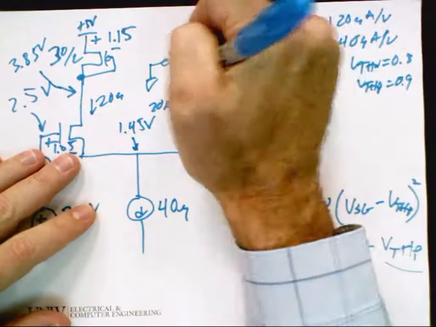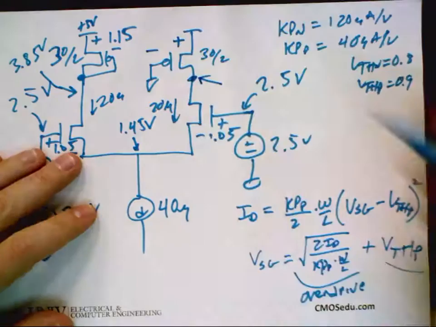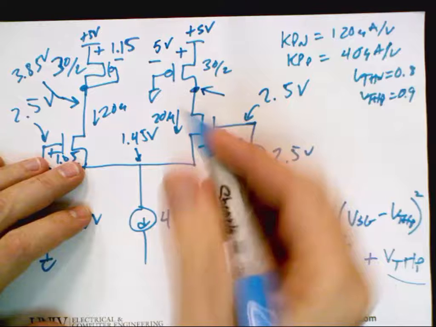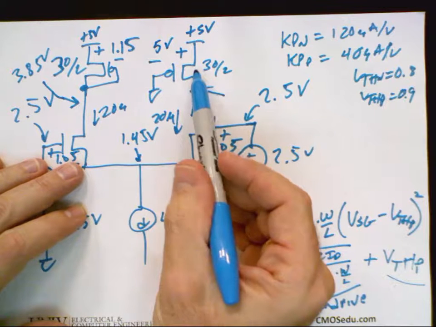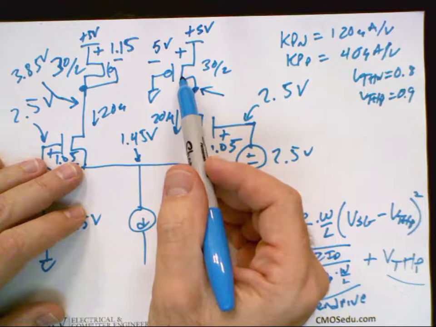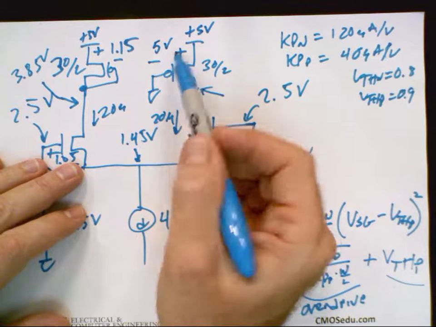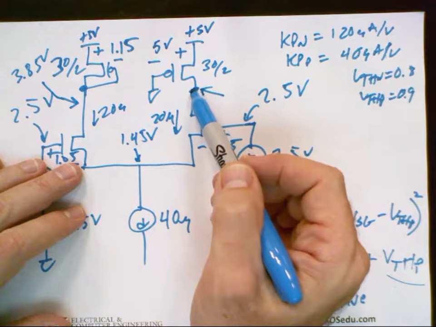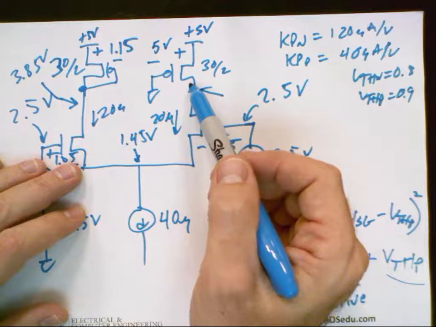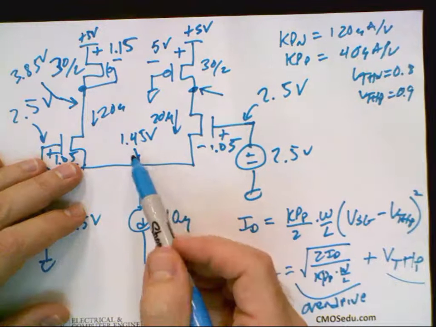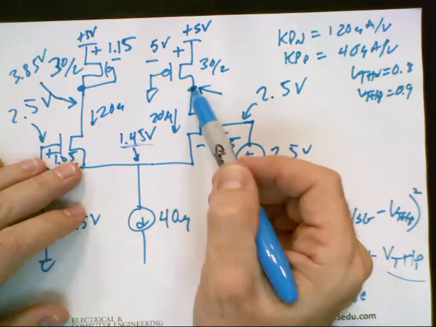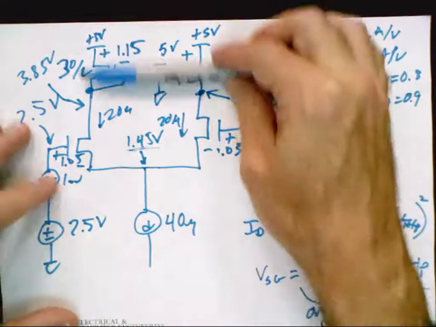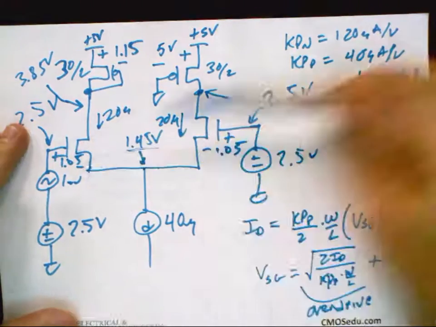Let's calculate this voltage. So what's the VSG of this device? 5 volts. So which region would you say that transistor's operating in? Triode. It's got a really large VSG. The only way it's not going to be triode is if this voltage is 0.9 volts or lower, and it obviously can't be 0.9 volts because this voltage is 1.45. This has to be above 1.45. As we go from the top of the schematic to the bottom, the pressure drops. So if the pressure here is 1.45, the pressure here can't be less.